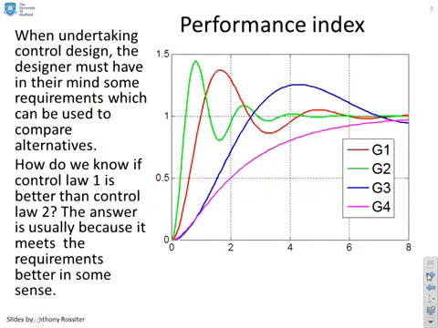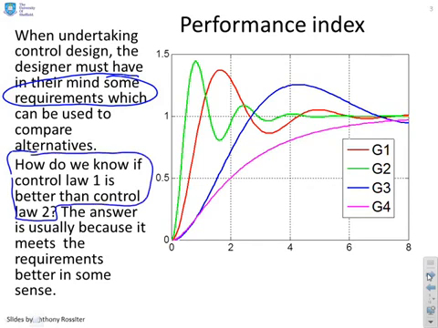Now, when you're undertaking control design, the designer must have in their minds some requirements which they can use to compare alternative strategies. Otherwise, how do we know whether control law 1 is better than control law 2, or vice versa? Now, the normal answer is, well, if it meets the requirements better, then it must be a better controller. But what are your requirements? Now, we've got an example here for you to look at. Which of these plots are best?